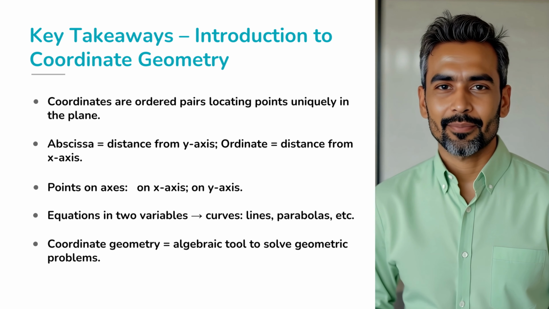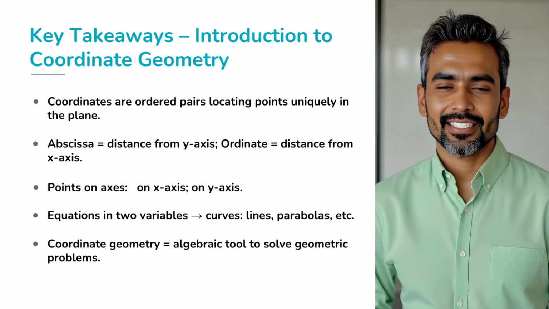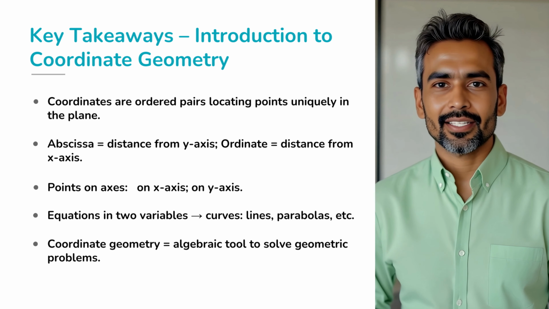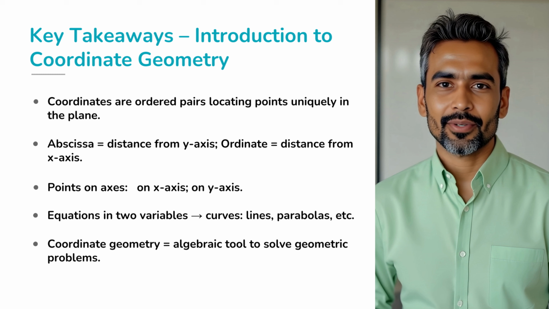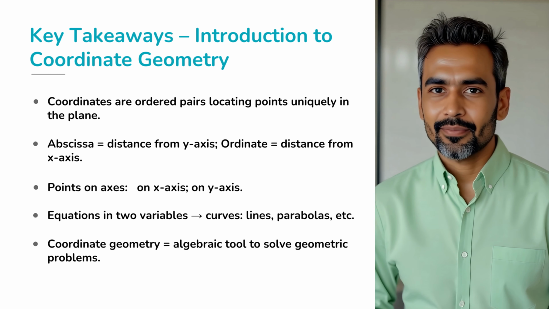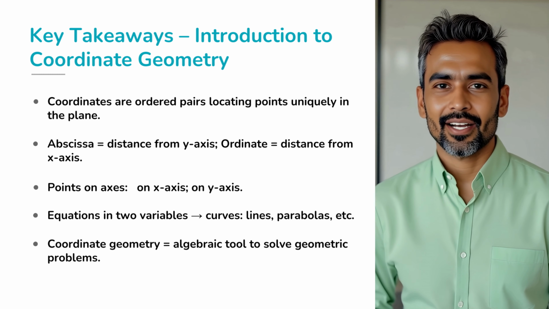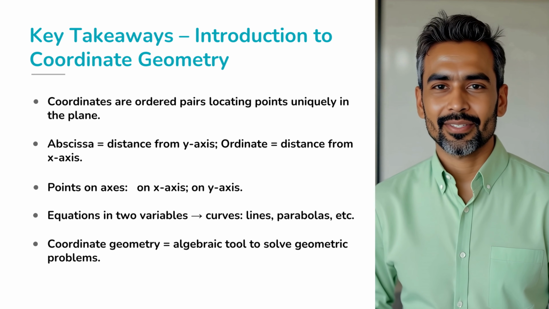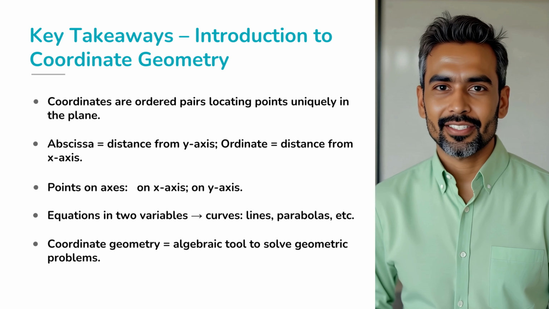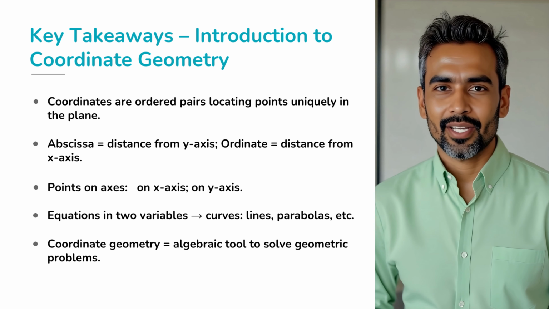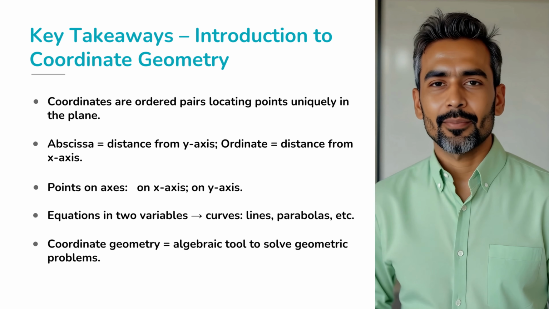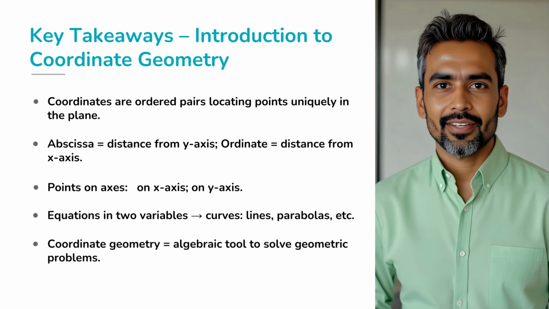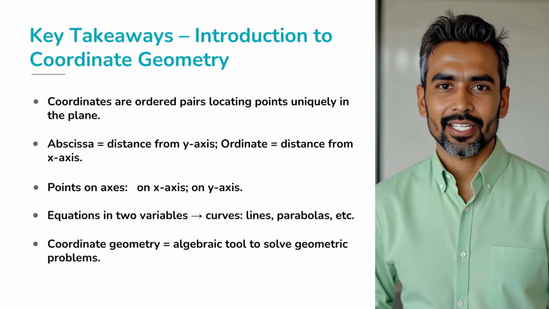Equations in two variables draw curves, straight lines, parabolas, and many others. Coordinate geometry is our algebraic toolkit for solving geometric problems. So, the key idea, coordinate geometry is the language that turns numbers into shapes and shapes into equations. And with that, we are ready to move on. In the next video, we'll explore the distance formula, our very first tool in coordinate geometry.